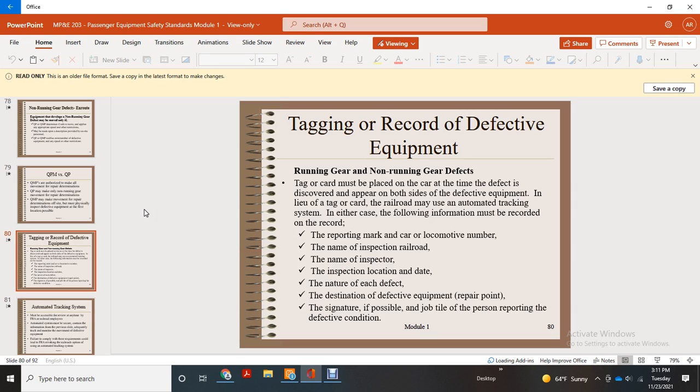The reporting mark of the car or the locomotive number, the name of the inspecting railroad, the name of the inspector, the inspection location, the date, the nature of each defect, the designation of the defective equipment and repair point, and a signature if possible, and the job title of the person reporting the defective condition.